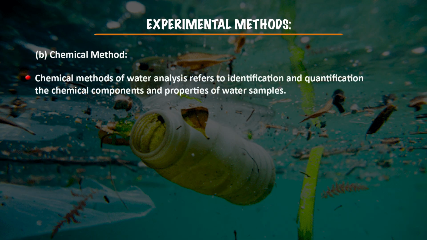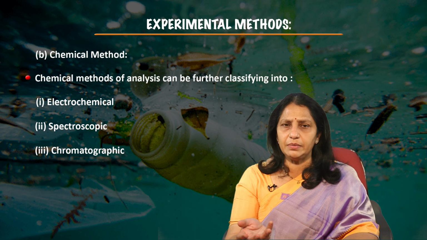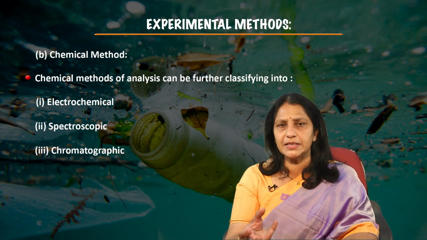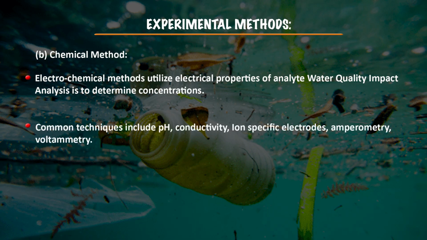Chemical methods of water analysis are the identification and quantification of chemical components present in the water samples and their properties. These can be classified into electrochemical methods, spectroscopic methods and chromatographic methods. Electrochemical methods utilize the electrical properties of the analyte to determine concentrations. Some common techniques are pH, conductivity, ion specific electrodes, amperometry and voltammetry.